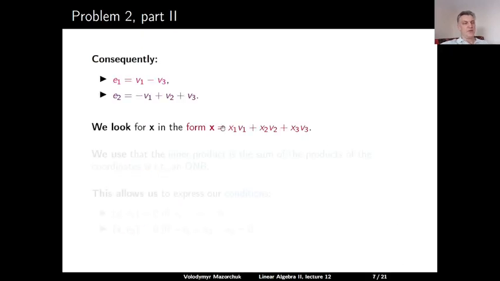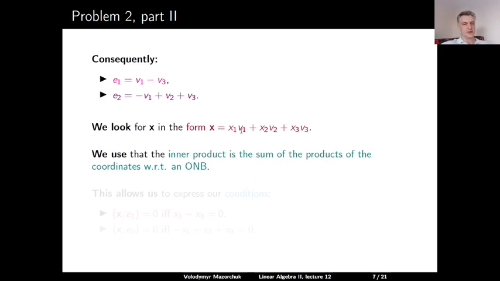So now we want to find a vector x in our space in the form x equals x1 v1 plus x2 v2 plus x3 v3. The condition we have is that we want x to be orthogonal with respect to both e1 and e2. If we have coordinates of vectors in an orthonormal basis, the inner product between these vectors is just the sum of the products of the corresponding coordinates.